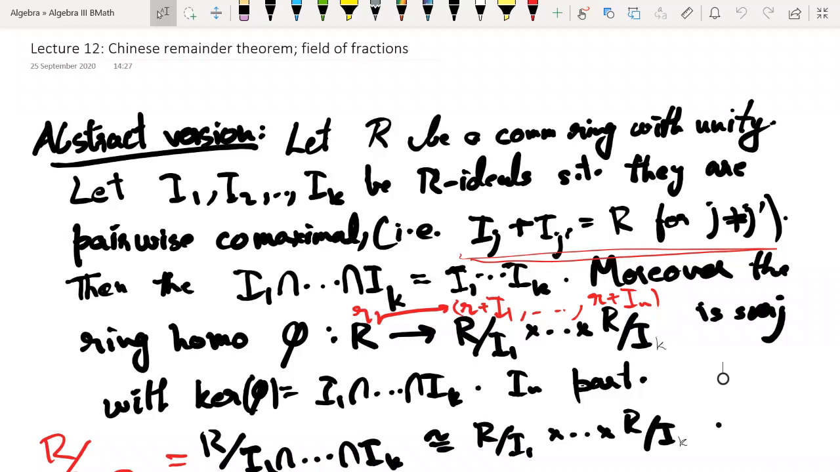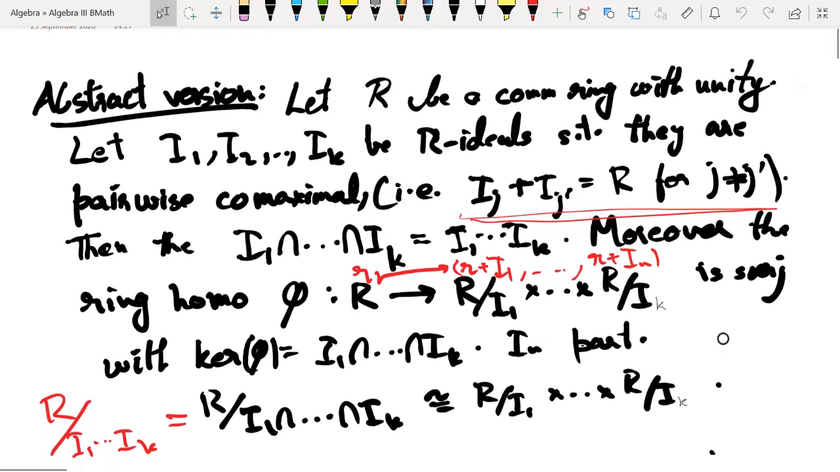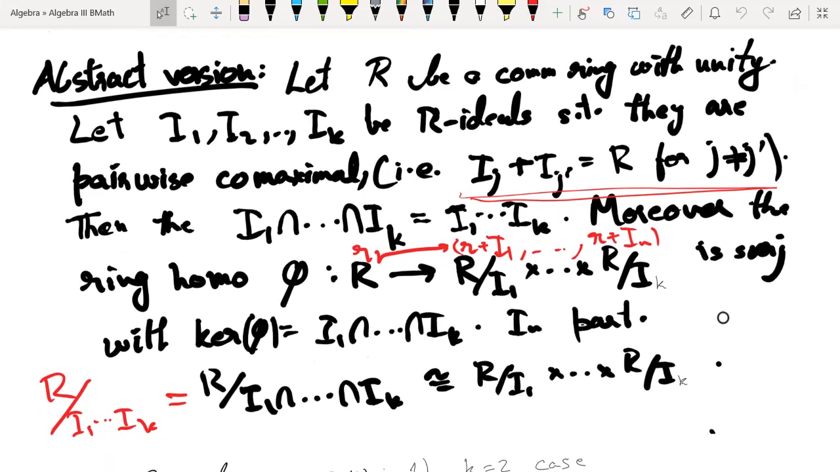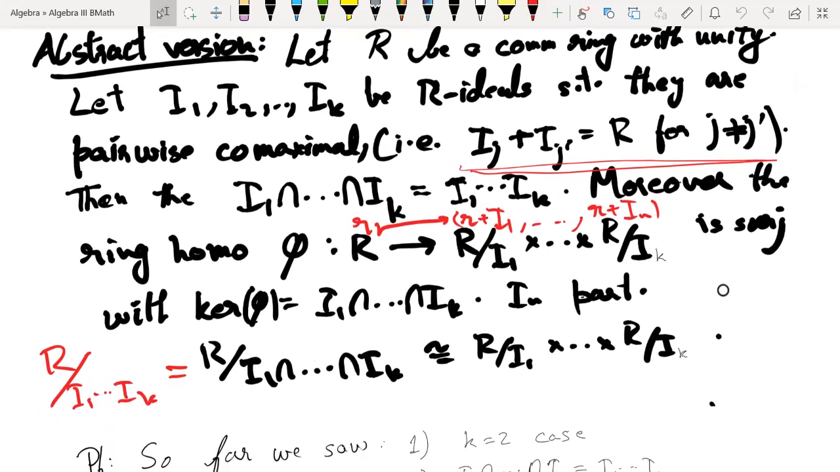So if you put R to be Z and I1 to IK to be the ideals generated by the pairwise co-prime numbers N1 to NK, then you get this classical version. The abstract version of the theorem said: let R be a commutative ring with unity and I1 to IK be pairwise co-maximal ideals, which means that Ij plus Ij prime is the whole of R whenever j is different from j prime. Then one of the basic conclusions is that the intersection of all these ideals is the same as the product of these ideals. This part we have already seen the proof of.